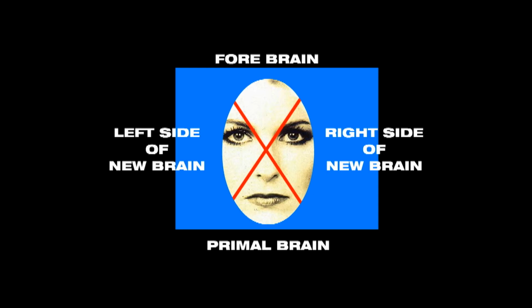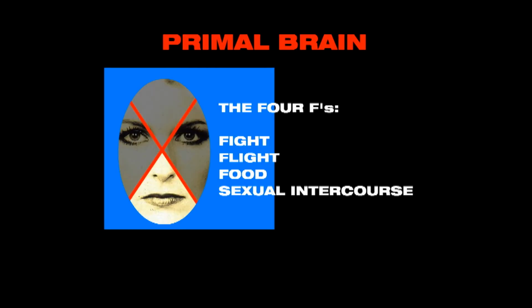The first part to develop in a baby and in mankind itself is the primal brain behind the mouth. Someone once said that it is the primal brain that is responsible for the 4 F's: fight, flight, food, and sexual intercourse. Many television programs, films, and even people's lives are still dominated by these primal drives. The primal brain learns by repetition, habit, and images. Its prime concern is for our physical survival.